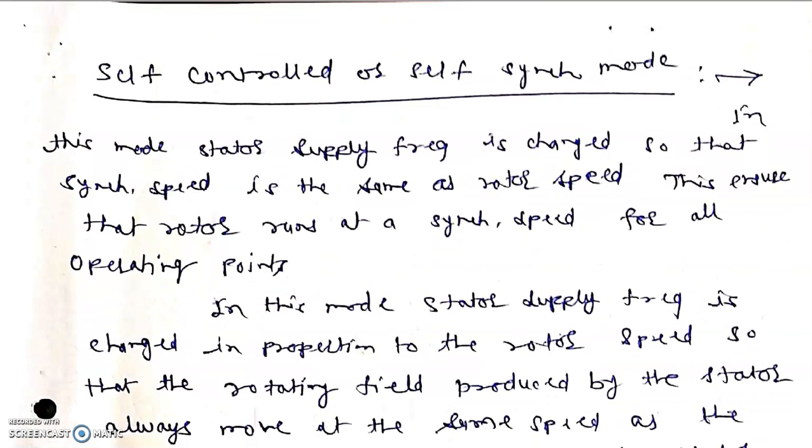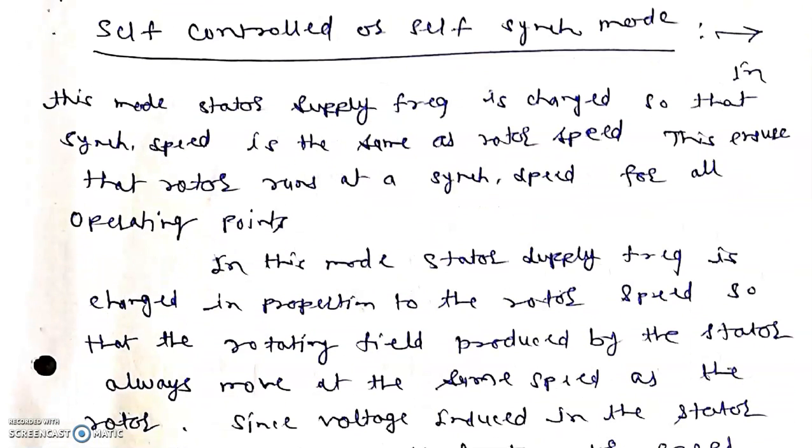And another one is the self-control or self-synchronous mode. In this mode, the stator supply frequency is changed so that synchronous speed is the same as the rotor speed. This ensures that the rotor runs at synchronous speed for all the operating points. In this method, the synchronous speed is always maintained, because as we reduce the rotor speed, at the same time we change the frequency of the stator.